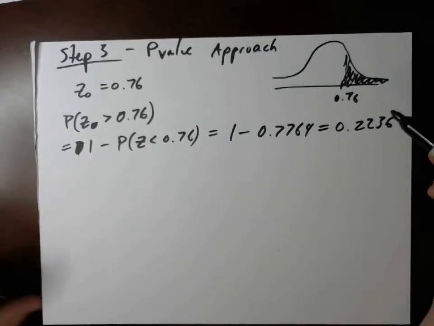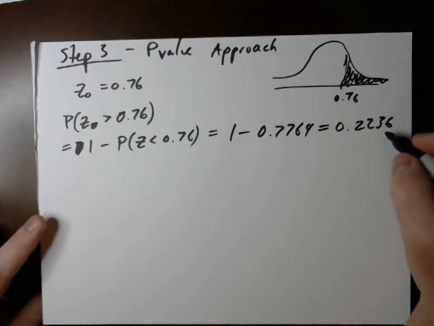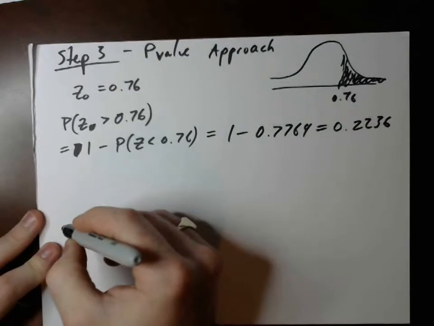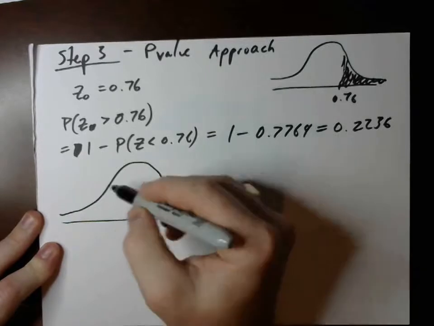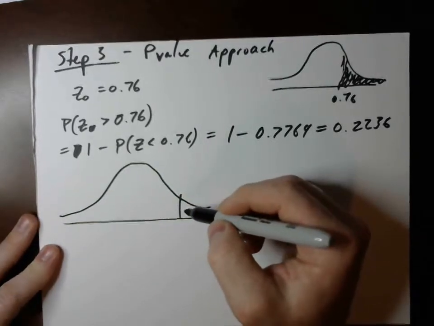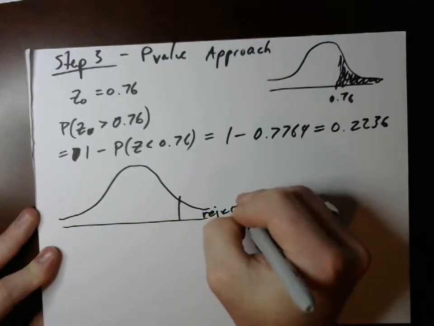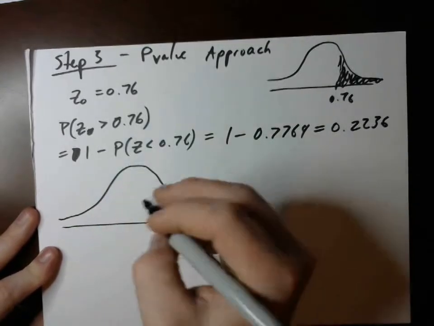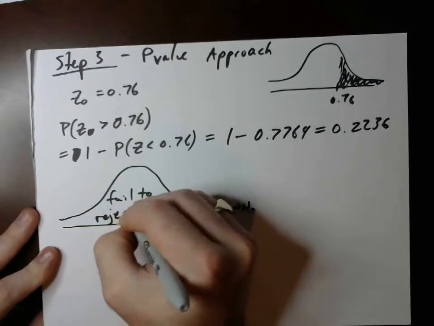So that is to the right of 0.76. So there's our p-value. Now, if we're going to compare our p-value, remember, I'll just draw a picture again to refresh. Since we're doing a right tail test, anything to the right is in the rejection region, reject H naught. And anything over here to the left is fail to reject H naught.